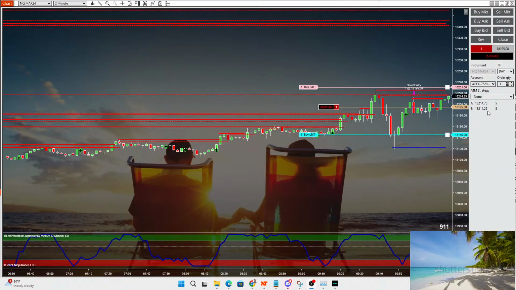This thing is giving us some heat here. It's kind of testing our areas of resistance and I try to protect my stop. The downside of that is if it does go through, you get a bigger loser.